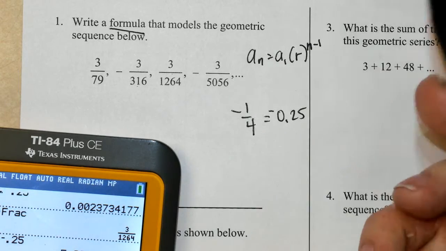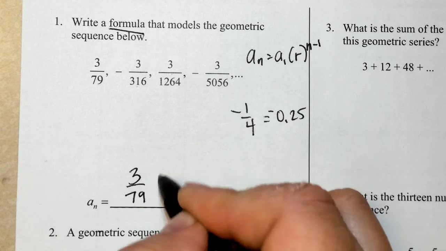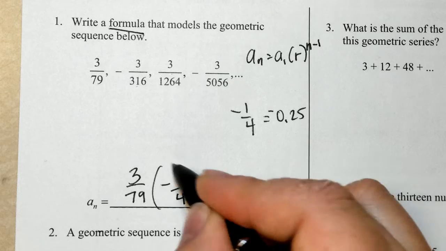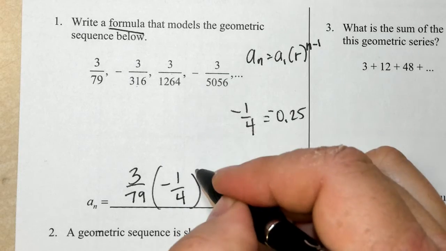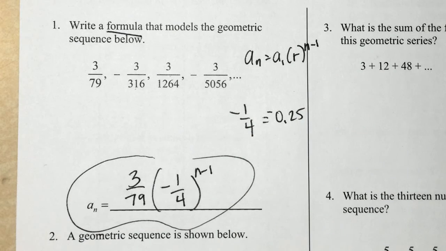Okay, that looks great. So, how do I write an equation? My first term is 3 over 79. Then this is my rate, whether it's written as a fraction or equivalent decimal doesn't matter, and n minus 1. This will allow me to find any term within this geometric sequence.